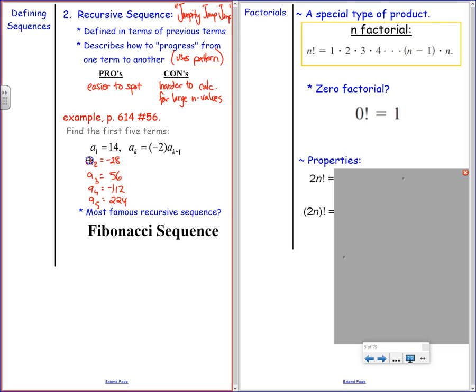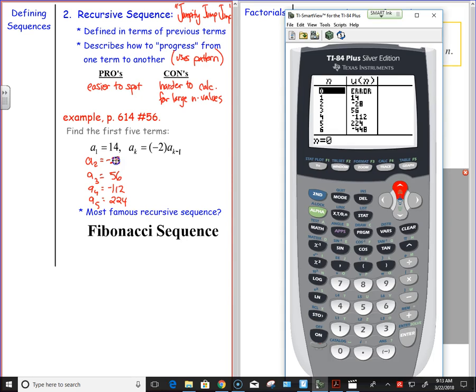Now, get it in your calculator. See if you can get Fibonacci in there. Change up your y equals in sequence mode. It's a little bit different, but it's very, very similar. A's are still U's. K's are still N's.